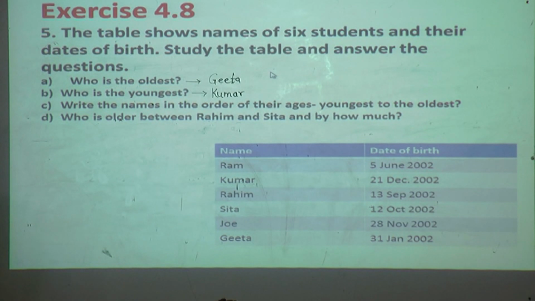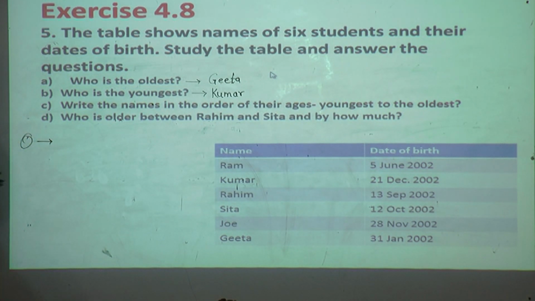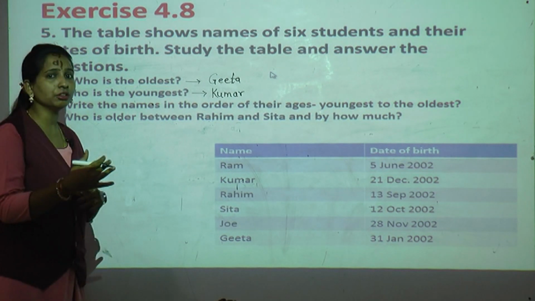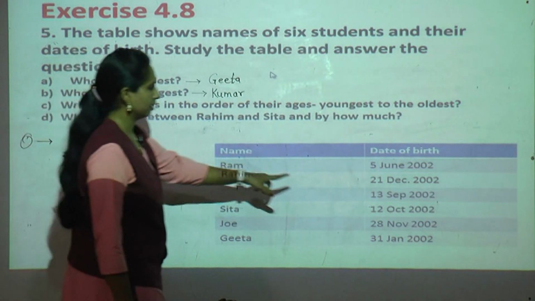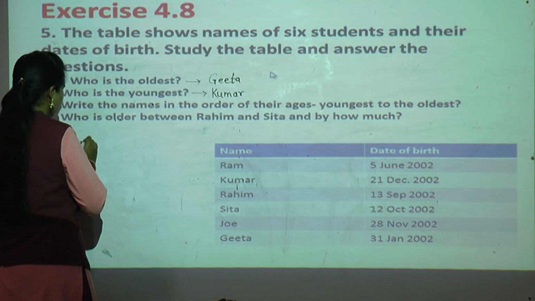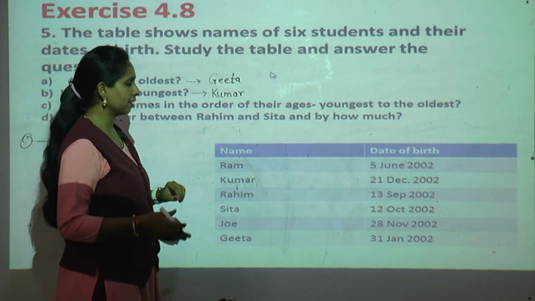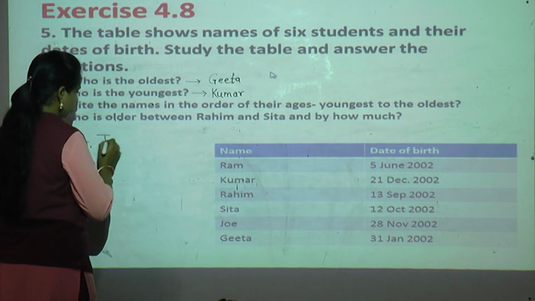Now next one. Write the names in the order of their ages, youngest to oldest. See, they asked to write the names youngest to oldest. Here I will write. Youngest means the small one, so we have to see who was born at the end, in December month. December month, Kumar. Then before December, November will come. See who was born in November? Joy. So write here Joy.